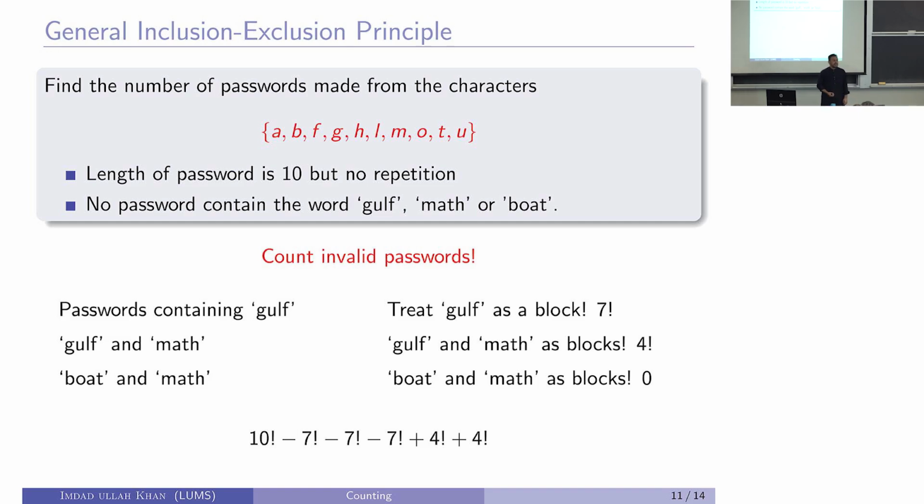We have 10 choices for the first place, and 9 for the second. So a password is like 10 boxes, length 10. Let's think of it as filling up these boxes. How many choices do I have for the first box? 10. Any of A, B, F, G can come there, right? For each way of filling up the first box, how many choices do I have for the second box? Why 9? Why not 10? Because no repetition is allowed. For a given way of filling up the first box, that character is not an option. The remaining 9 are options. So that amounts to 10 times 9 times 8 times and so on, that is, 10 factorial.